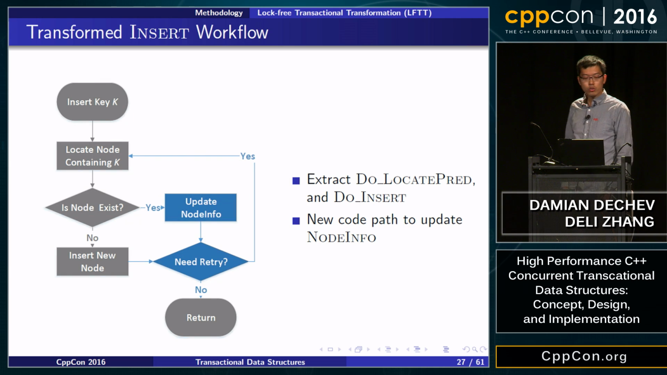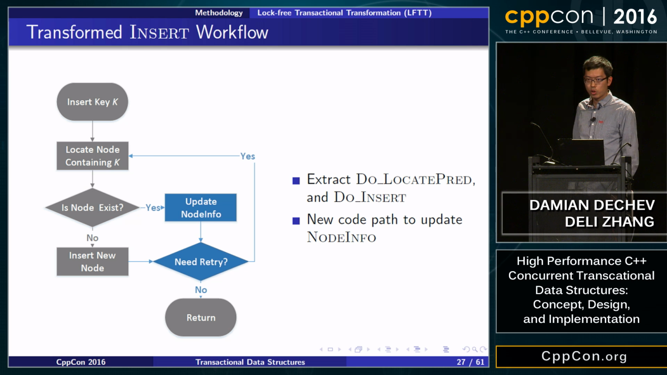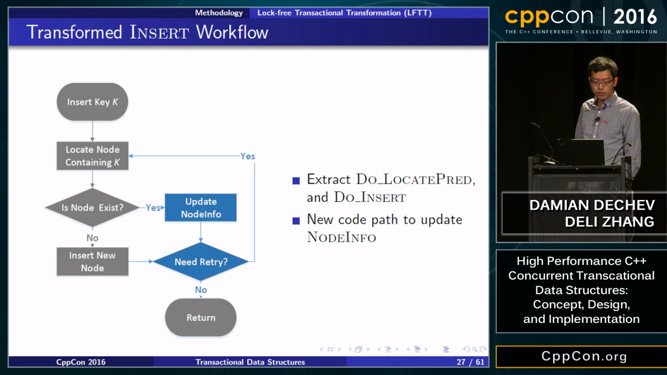Now, in the transformed insert function, here is the workflow. The gray blocks are extracted from the base data structure, so we keep that code. We use the base data structure's node traversal algorithm to locate the node containing the key K, and if the node does not exist, we insert it as usual. But if the node does exist, we introduce a new code path to update the node info structure on that node. If either of these two operations returns need to retry, we restart the whole process again.